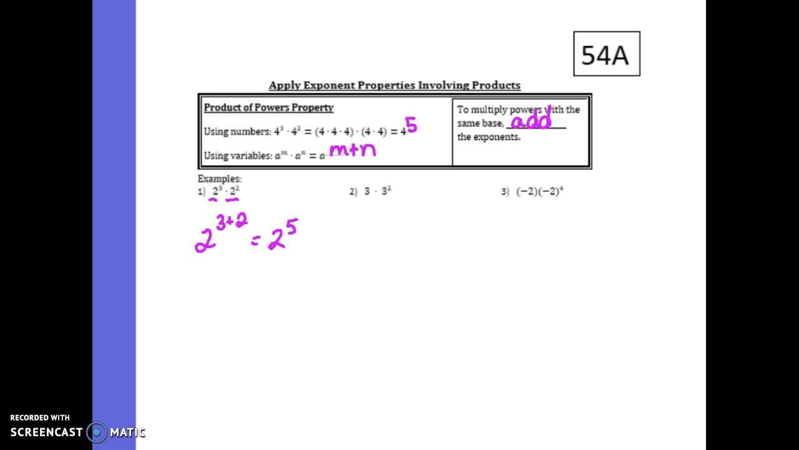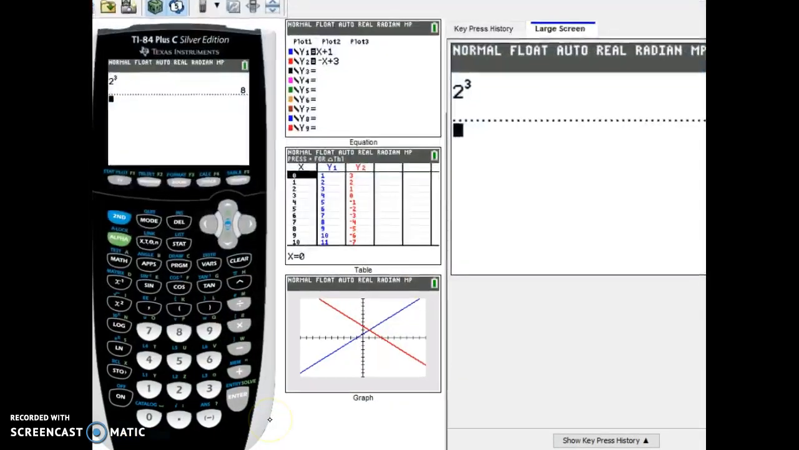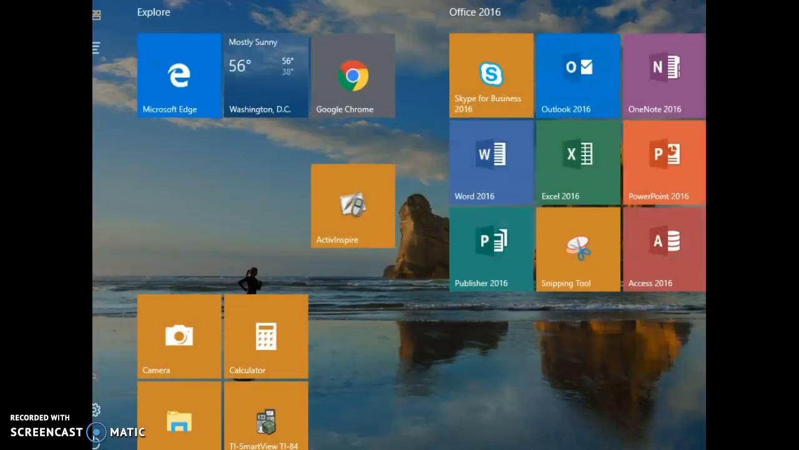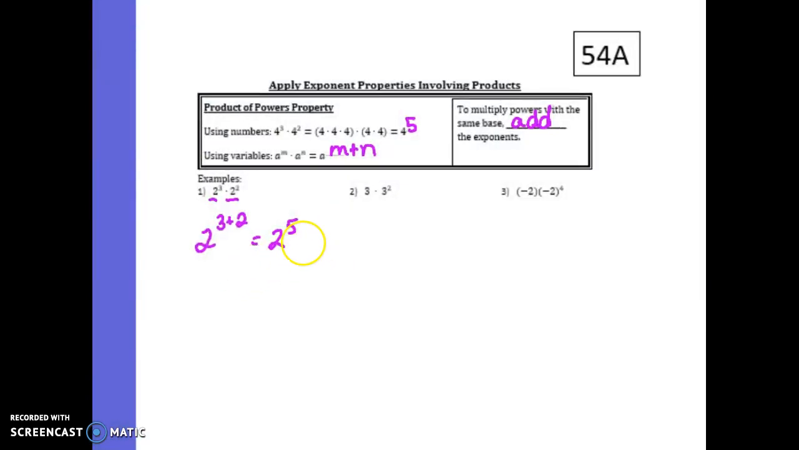Let me pull up an example of the calculator. If I wanted to do 2 to the fifth power, I would press 2, and then you see this little caret button here. This is how we do our exponents. 2 to the fifth, I hit enter, and I get 32. So 2 to the fifth is equal to 32. Anytime we have numbers, we can evaluate and get the answer.